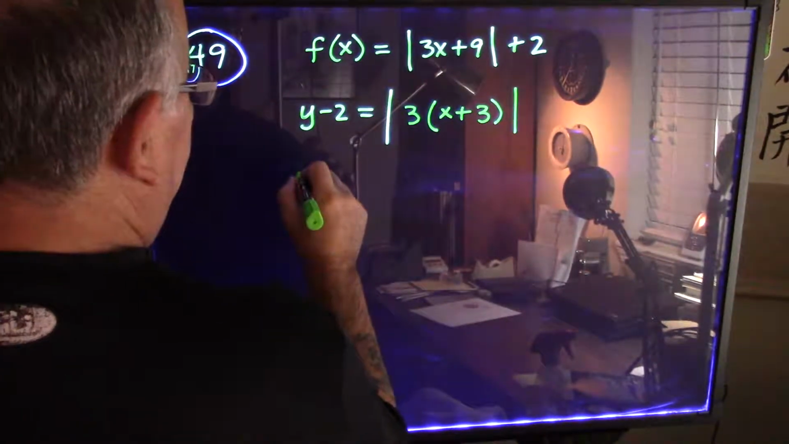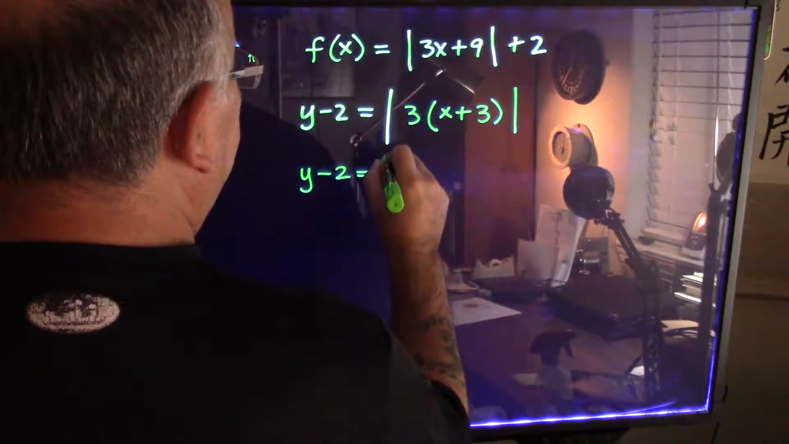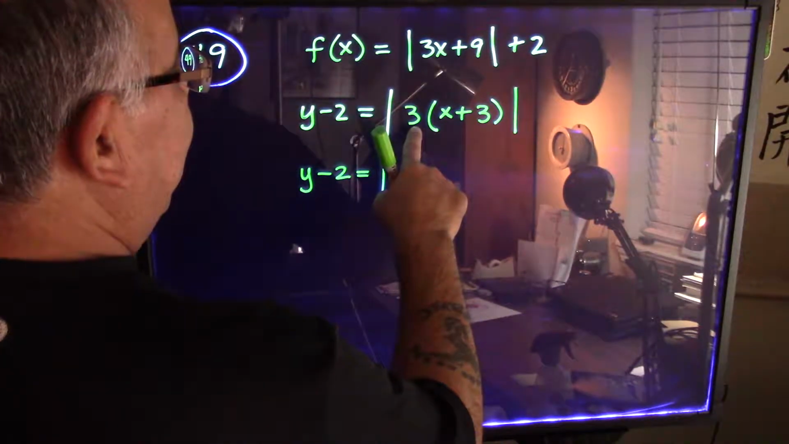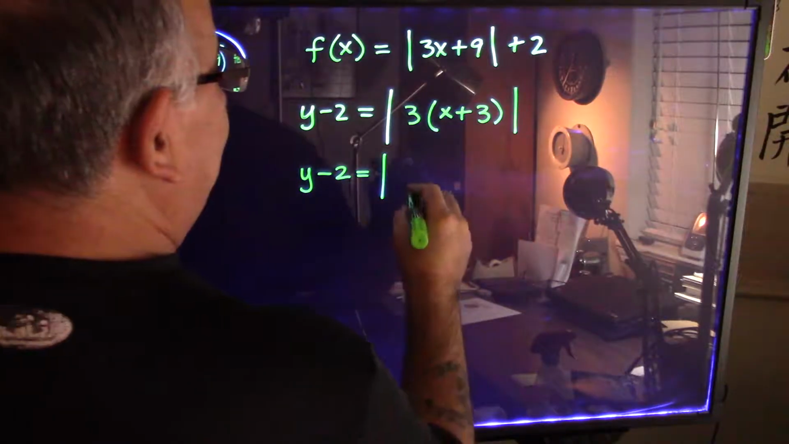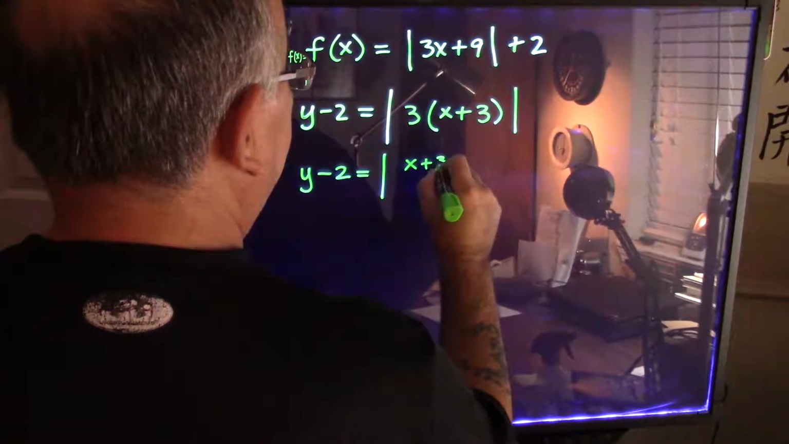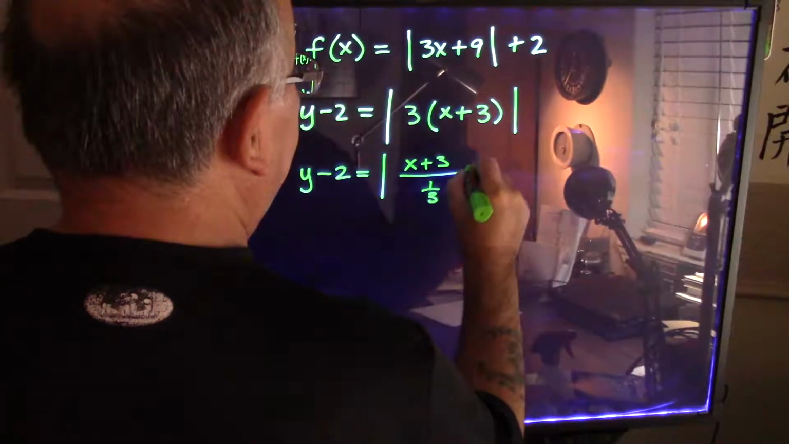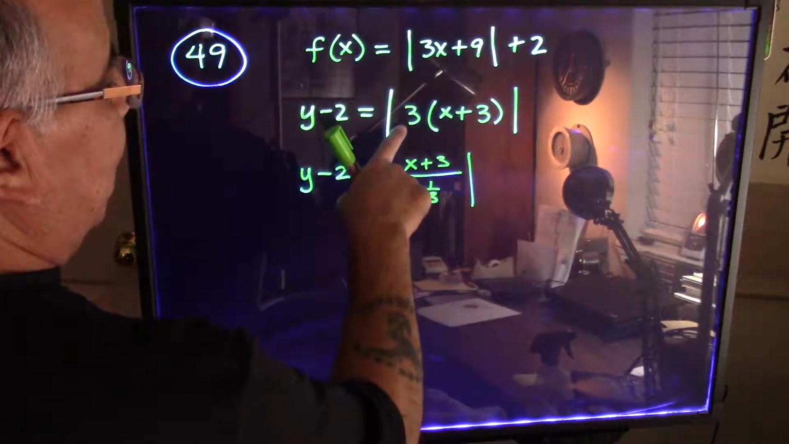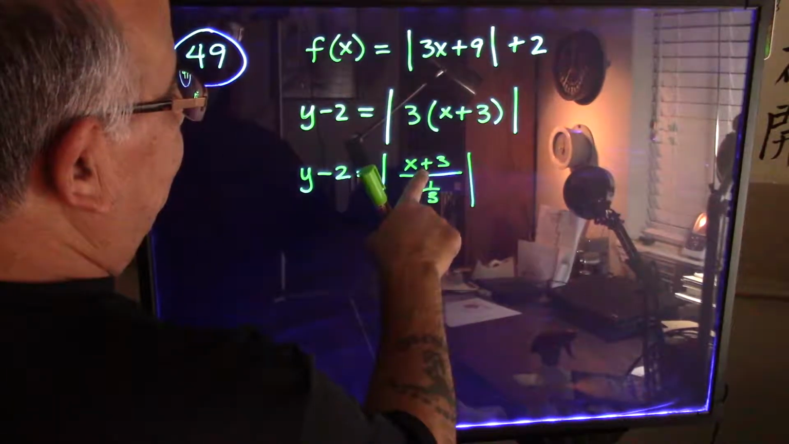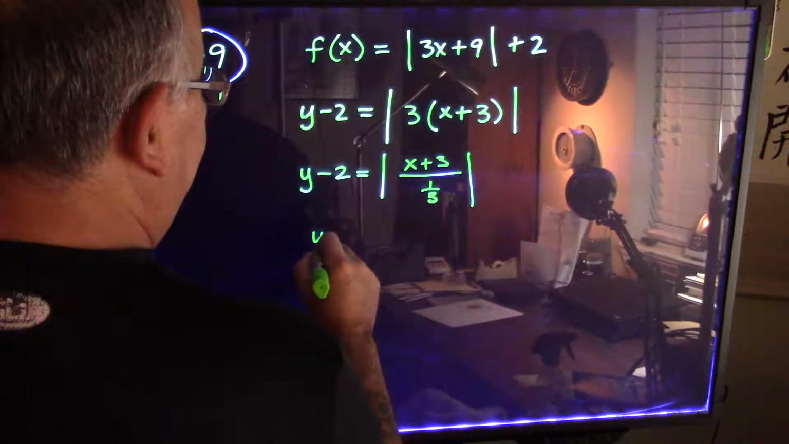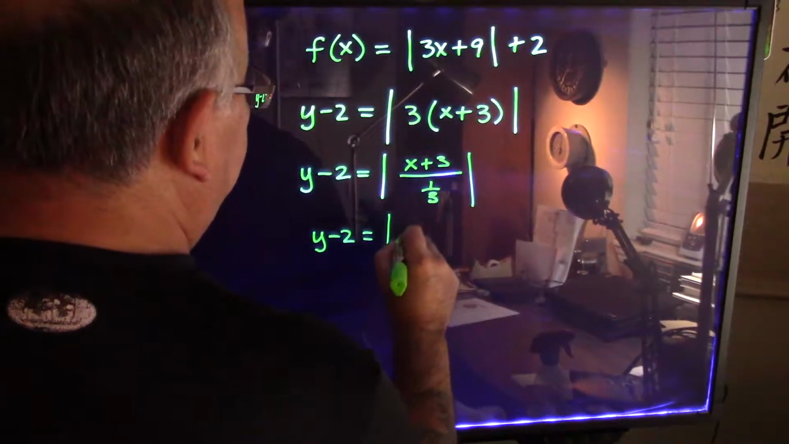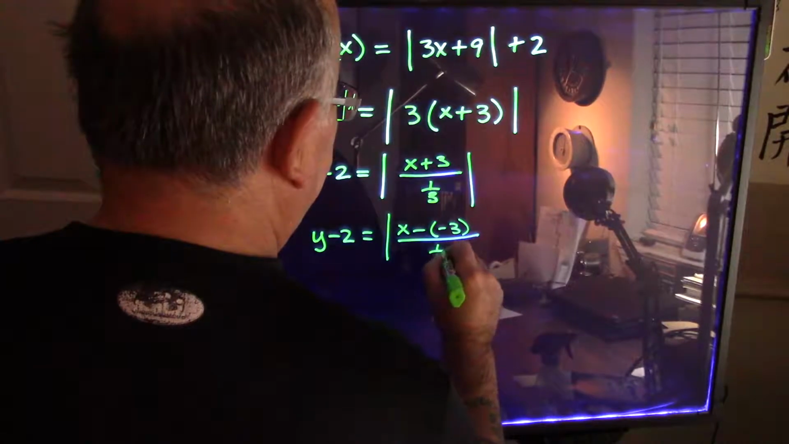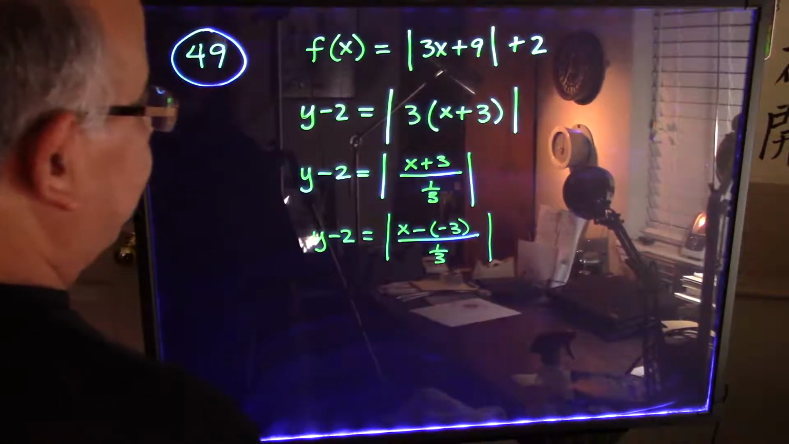Alright, so y minus 2 equals, now this is 3 times the quantity x plus 3. I'm going to write that as a 1/3 divisor. So you've got x plus 3 divided by 1/3, which you can see if you invert this and multiply, you get the same thing back again, right? That's equivalent to this, alright? And finally, I'm going to change that to x minus -3. So you got y minus 2 equals x minus -3 divided by 1/3, like that. Alright?